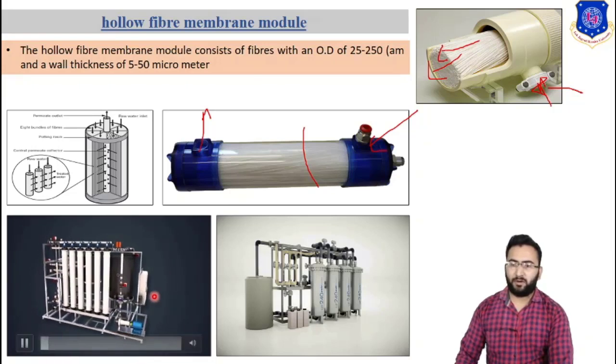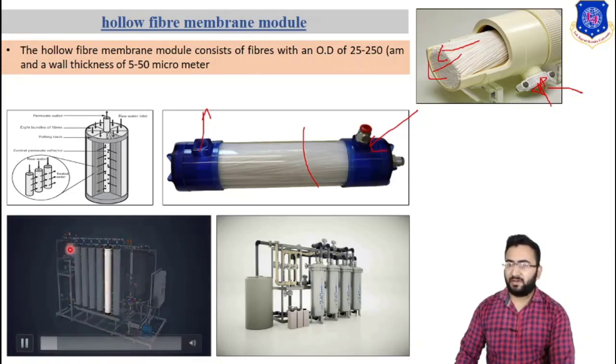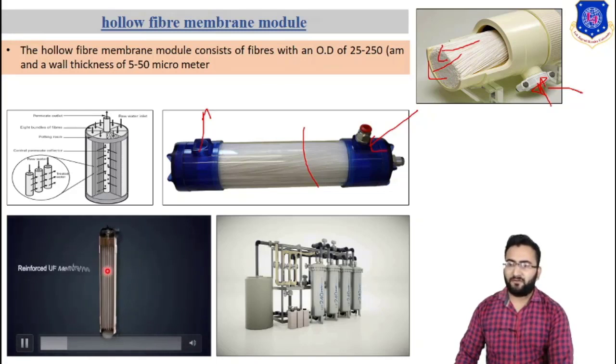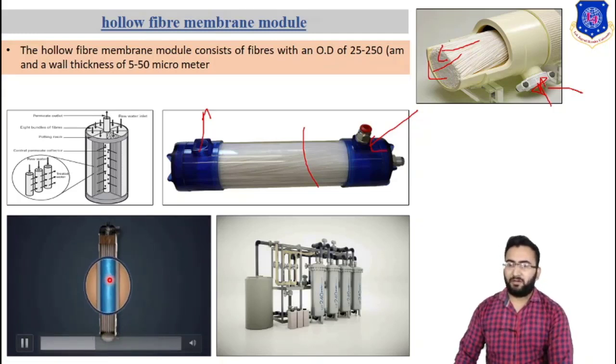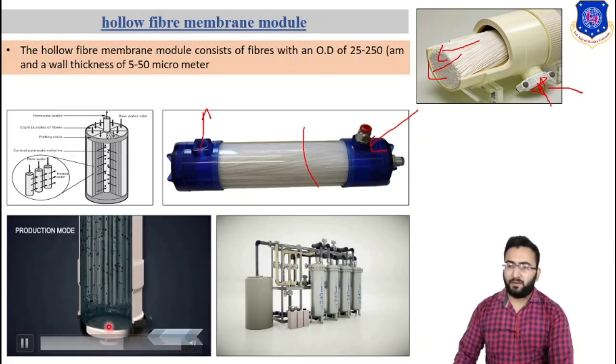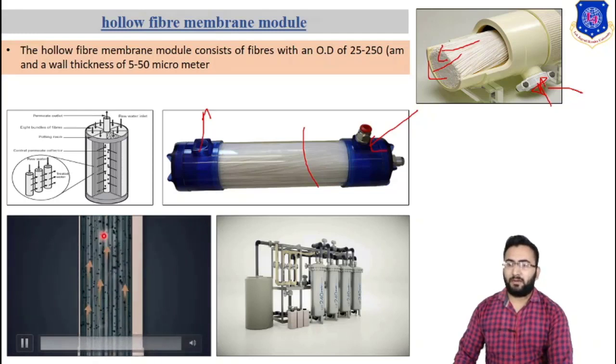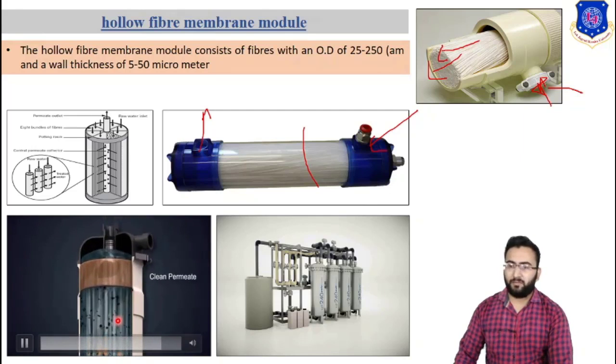The hollow fiber membrane module is used as a series bed in which a number of membrane hollow fiber modules are placed and in which a number of capillary tubes are used like this, where the flow is passed over the tube and permeate passes through the wall of the tube and is collected from the top of the membrane module, and the retentate or rejected stream can be collected from this side and we can get clear permeate from this side.